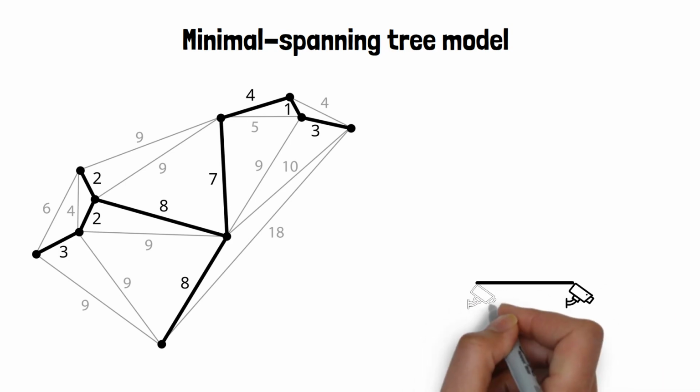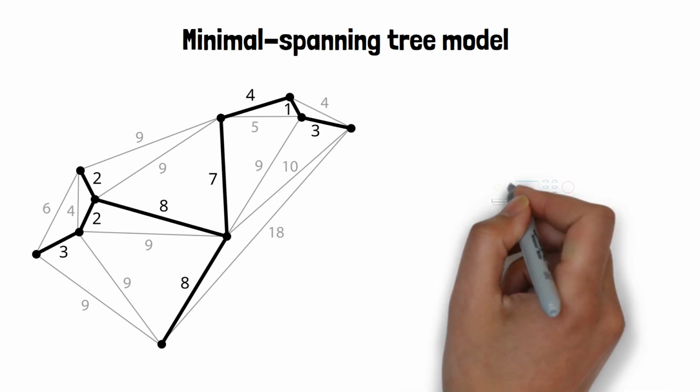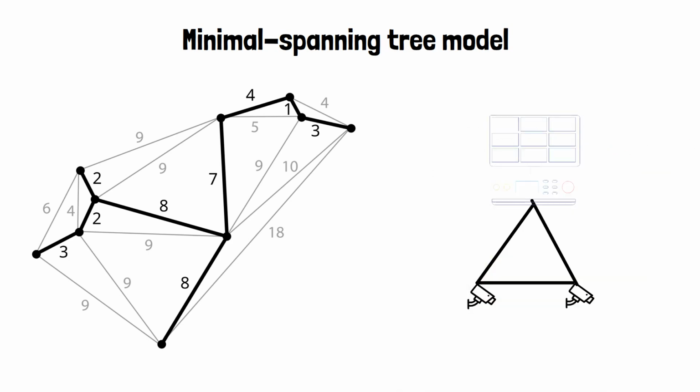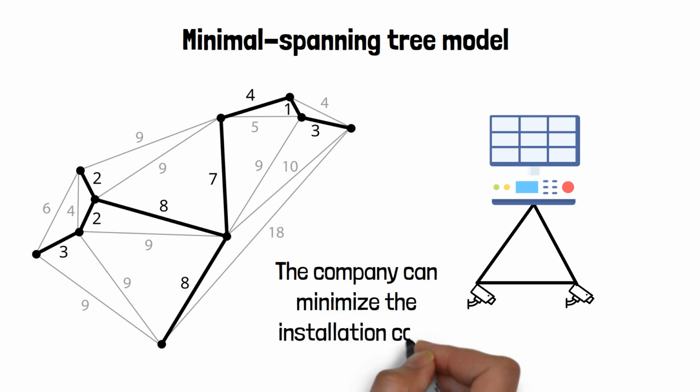For example, a company might use this model to connect security video cameras to the main control site from multiple potential trouble locations. By finding the minimum distance route for the conduit, the company can minimize the installation cost while ensuring that all locations are connected.